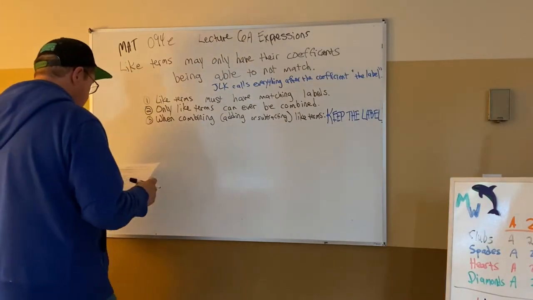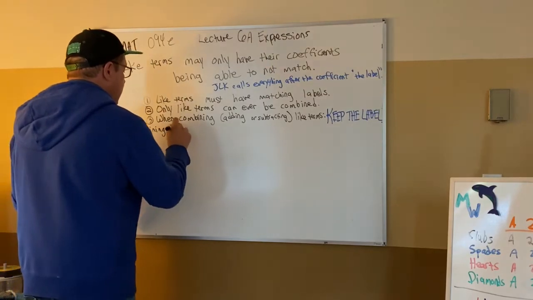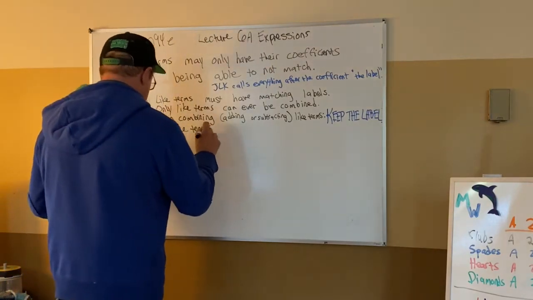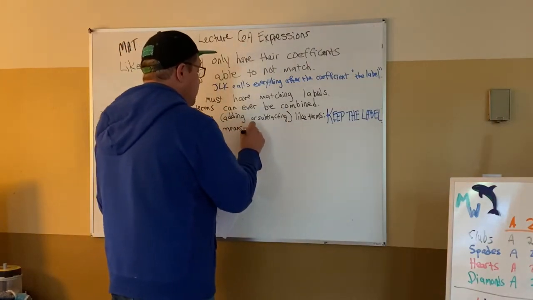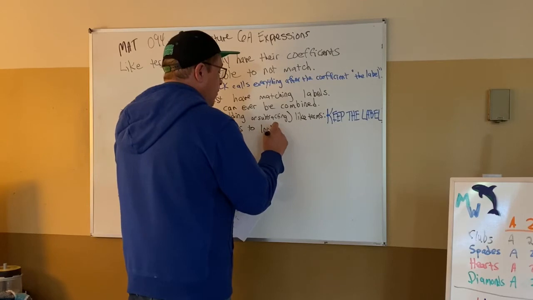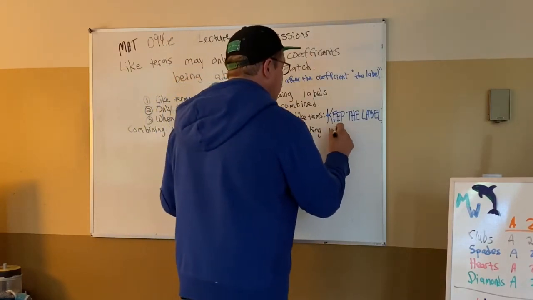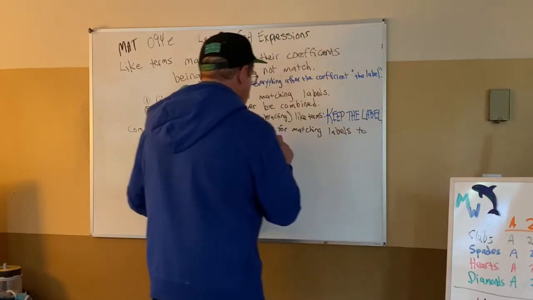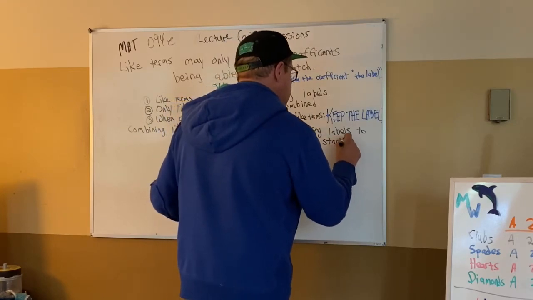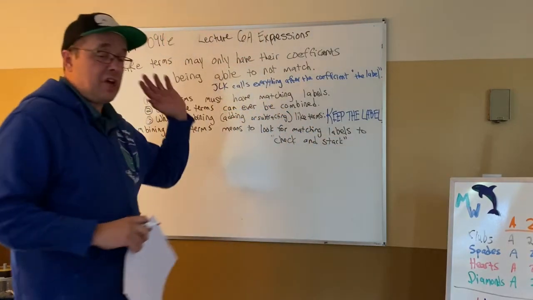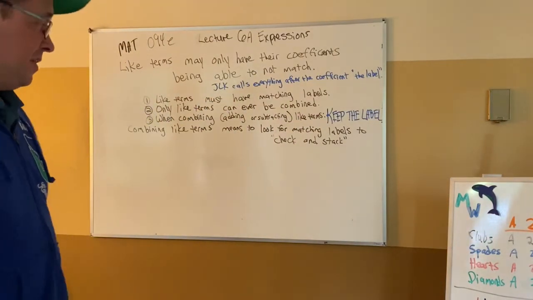So I'm going to say this: combining like terms means to look for matching labels to check and stack. When you get a like term, you're going to put a check at the top of it, and you're going to move it to the stack of those labels that already exists.